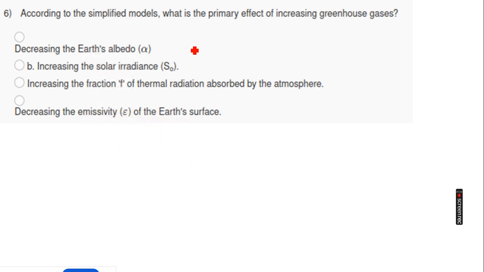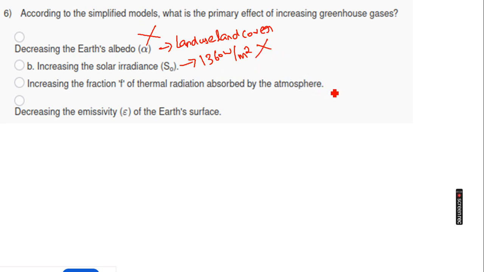So Earth's albedo just depends on the land use, land cover of the Earth. It doesn't matter if more greenhouse gas is present or not. It is basically a characteristic of Earth's surface. So decreasing the Earth's albedo is wrong. And increasing the solar radiation: we calculated the value of 1360 watt per meter square, which is the amount of radiation reaching the top of the atmosphere per unit area. This is before entering the Earth's atmosphere, right? So what is coming from the sun is not influenced by the amount of greenhouse gases present in the atmosphere. So this is also wrong.